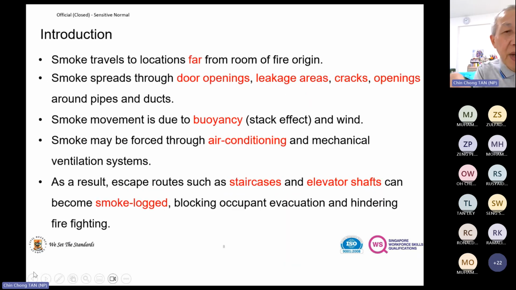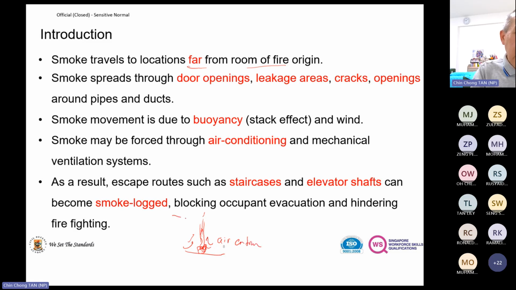Now, smoke travels very far from the room of fire origin. Why? Because of buoyancy. Buoyancy means a change in density. When fire starts, the air will rise, because it's hot, and we all know that hot air rises. So the density will be reduced, so that's why it rises. As it rises, cold air will come in and take the place of the smoke that has risen. We call this air entrainment.